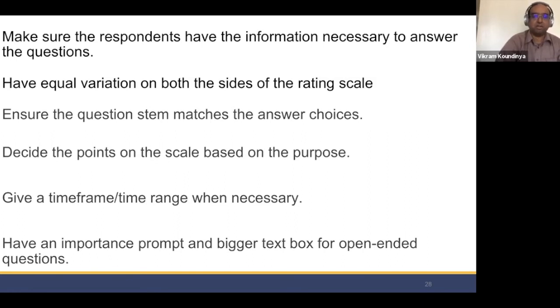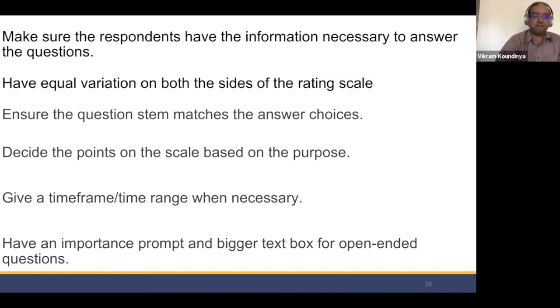It is better to give a brief statement or two about what you are asking. For example, if you are asking about a new policy or something, just give in one or two lines what the salient feature of that policy is, and then ask for the opinion. As I said, unless you are very sure that these are all the policy makers that you're reaching out to, they should be knowing about it. It's a good practice to briefly state what it is.